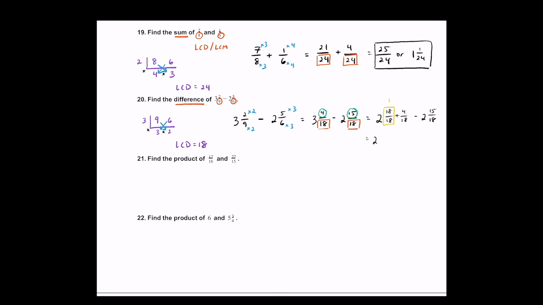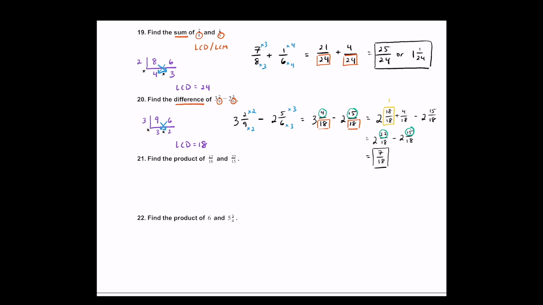So this is 2, and 18 plus 4 is 22. It looks strange because we have an improper fraction inside of a mixed number, but we can use this temporarily. Okay, so now notice that this 22 is actually bigger than the 15, so it's easier to subtract. Subtracting the whole numbers, 2 minus 2 is 0. 22 minus 15 is 7, so 7/18 would be the final difference, or the answer to the subtraction problem. Okay, so there you go, that's number 20.